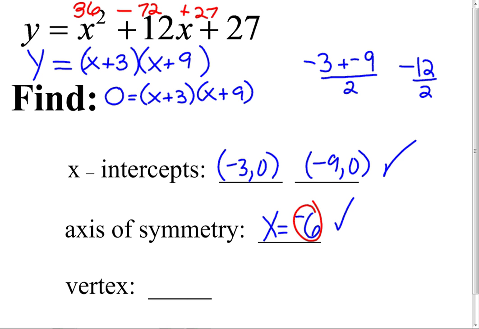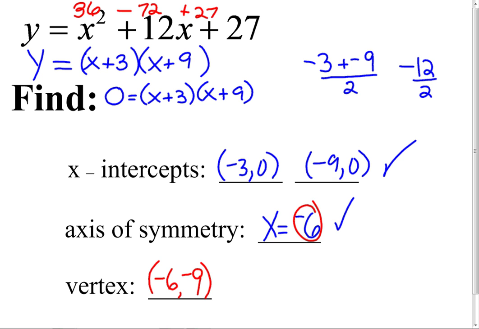So do you want to add the positive ones or do you want to add left to right? It doesn't matter. Or you can use a calculator. I don't care. It's negative 9. So it's negative 6 comma negative 9. You were not asked to graph on this one.